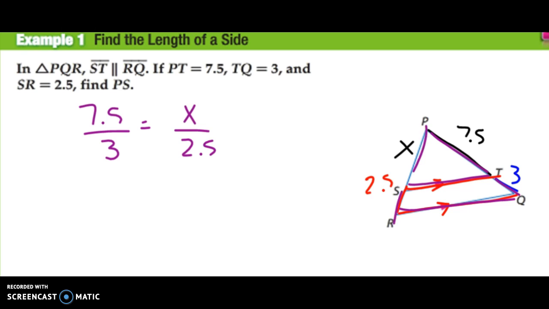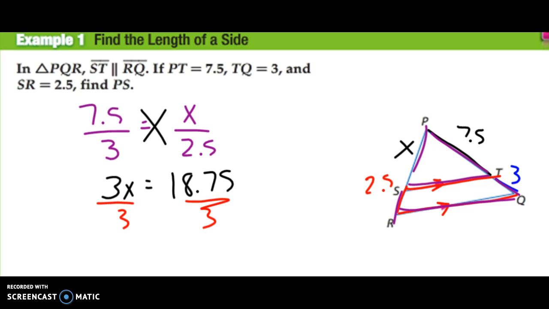Okay? So we cross multiply. 3 times X is 3X. 7.5 times 2.5, I'll do that on my calculator. And that's 18.75. So I divide both sides by 3. And I find that my X is going to be 6.25. So you see the difference between this one. It says that the sides are proportional. Notice they're not going to be equal.